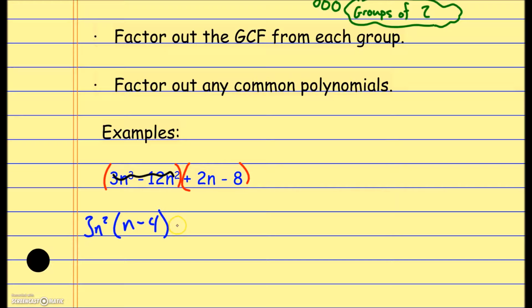Here it's a positive 2. And again, just like we included the sign inside those parentheses, I've got to include a sign here to tell me if this is positive or negative. So since I'm factoring out a positive 2, I'm going to put a plus 2. And when I divide that out, it leaves me with an n minus 4.